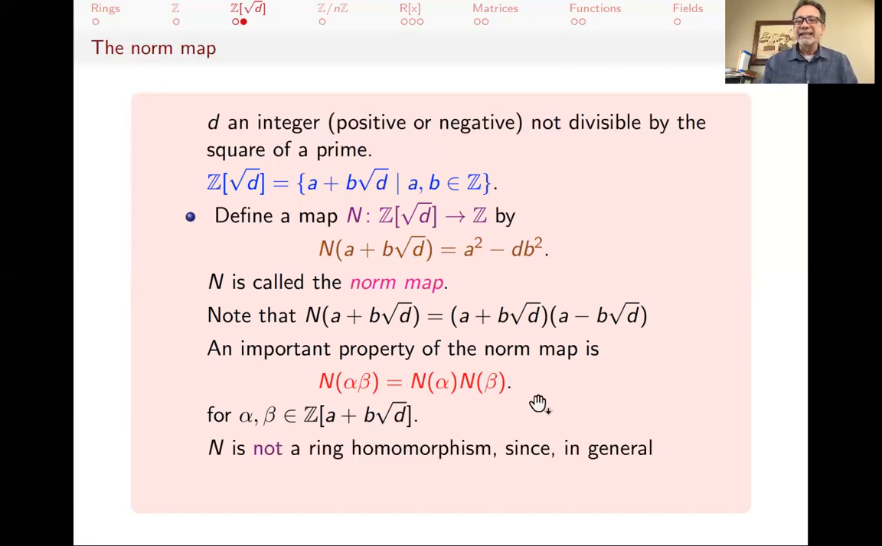Now, this map N is not a ring homomorphism. Ring homomorphism is something that we'll talk about two lectures down. But in general, N of alpha plus beta is not N of alpha plus N of beta.